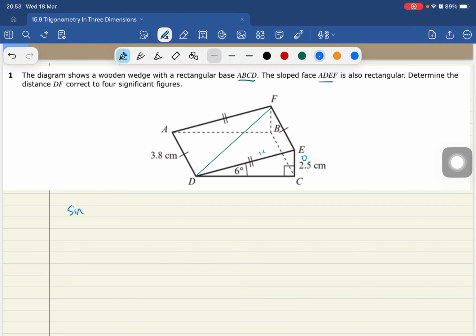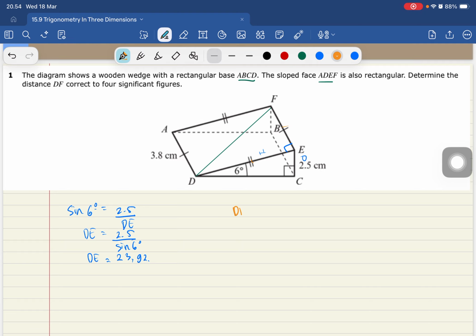So sin 6 degrees is equal to the opposite, 2.5, divided by the hypotenuse, DE. So DE is equal to 2.5 divided by sin 6 degrees. You can use a calculator: 2.5 divided by sin 6 degrees. So we got DE equal to 23.92.